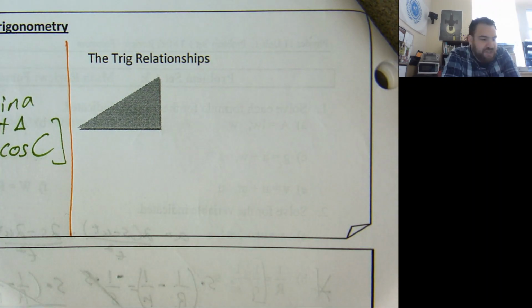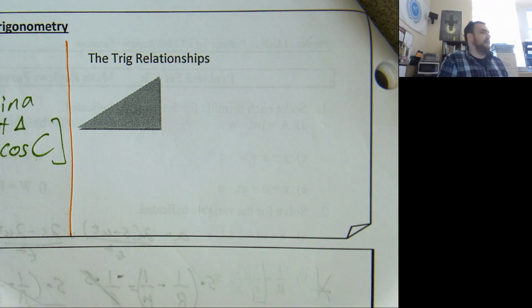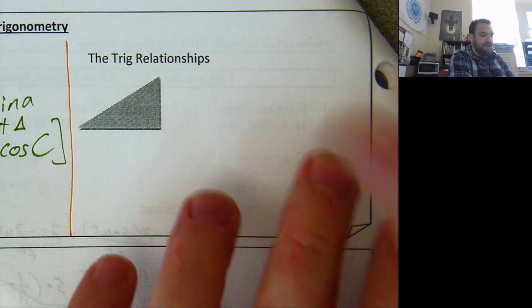So here are the trig relationships. There are 3 of them, and we abbreviate them using what 9-letter abbreviation? What do we remember? In English. Yeah. SOHCAHTOA.